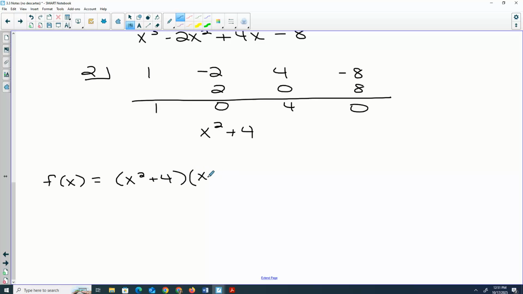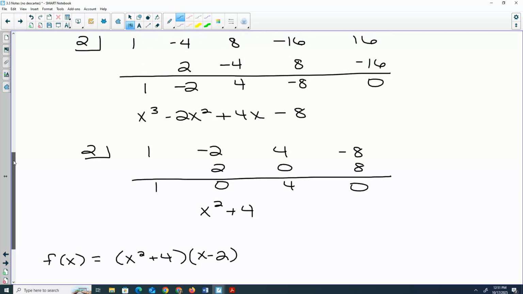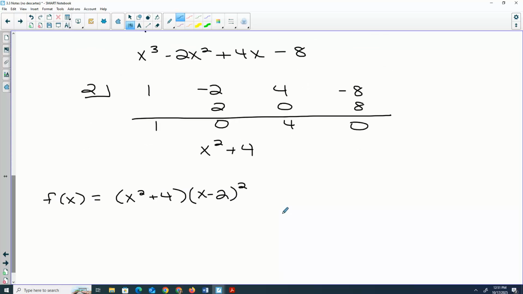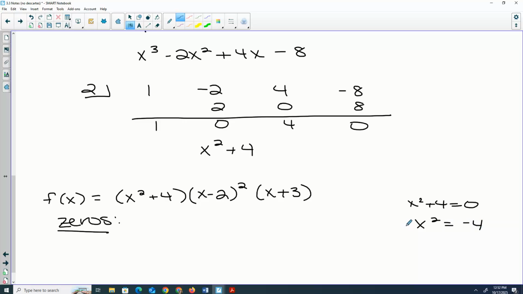2 was a 0, so I have an x minus 2, but 2 was a 0 twice, so what do you think I should do? And -3 was a 0, x plus 3. My zeros, it was x to the 5th, so I should get 5 zeros. If you set x squared plus 4 equal to 0, x squared equals -4, what happens if you square root? Plus and minus the square root of -4 is 2i.